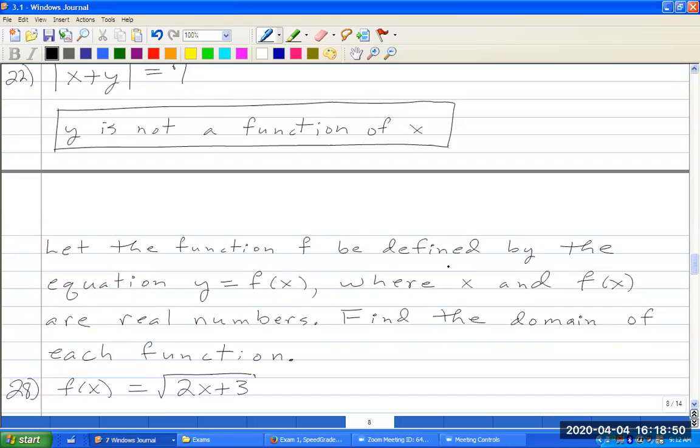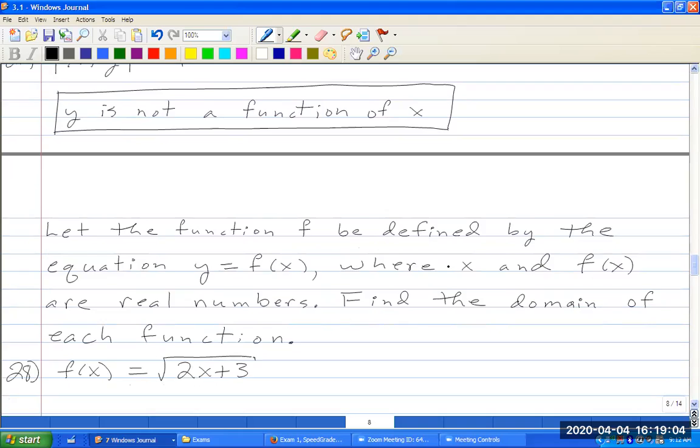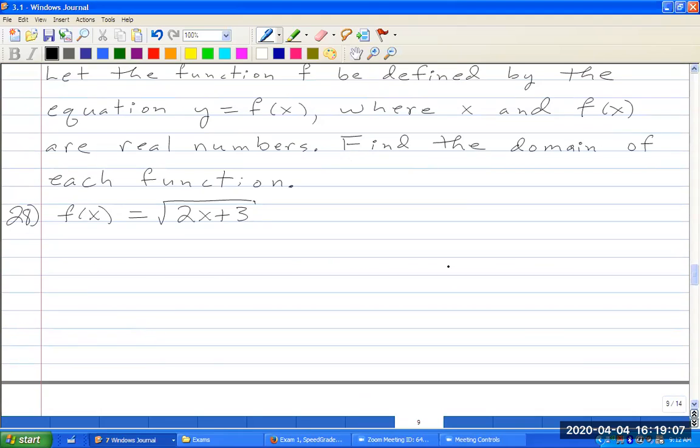Let me do problem number 28. Let the function f be defined by the equation y equals f of x, where x and f of x are real numbers. Find the domain of each function. In this case, we just have a rule, f of x equals radical 2x plus 3. We haven't said what the domain is, so we'll assume that it's endowed by its natural domain, the largest possible domain, such that if you input a value, your output will be some real number.